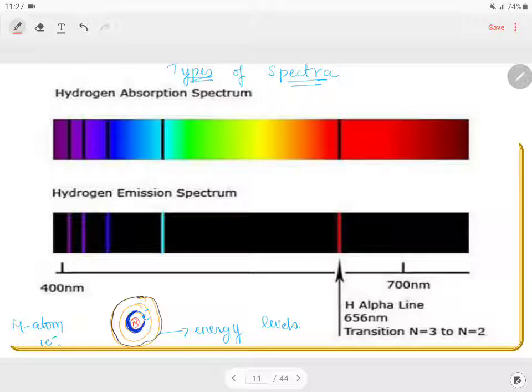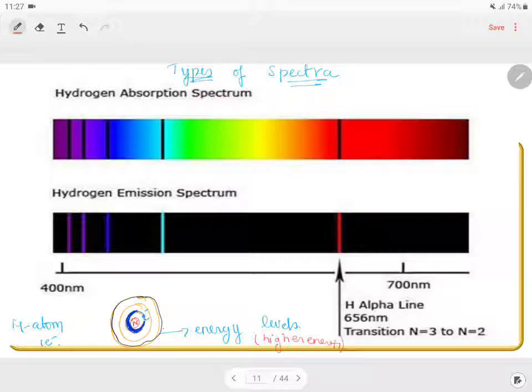Now, what happens as you move away from the nucleus? These are the different energy levels, the yellow color lines. Each energy level corresponds to a different energy. As we move away from the nucleus, the energy of the orbital increases. Therefore, this is an example for a higher energy level.